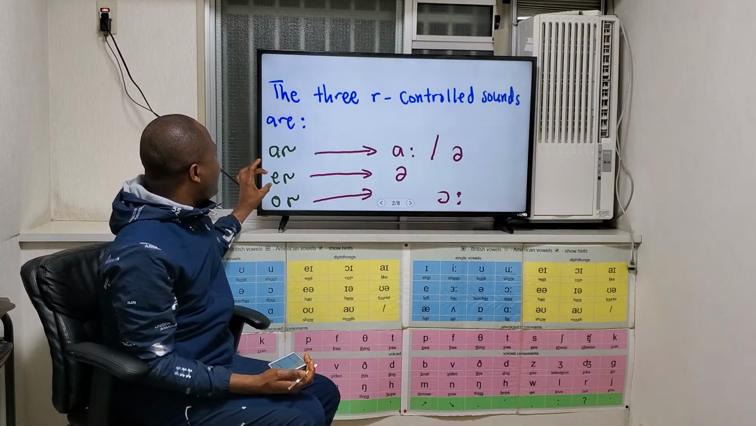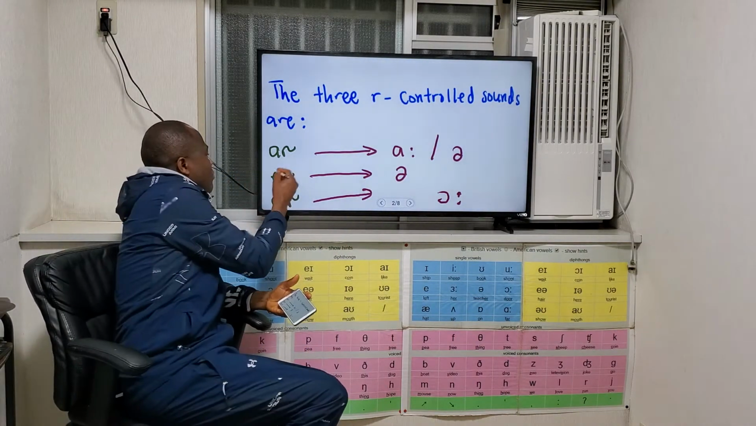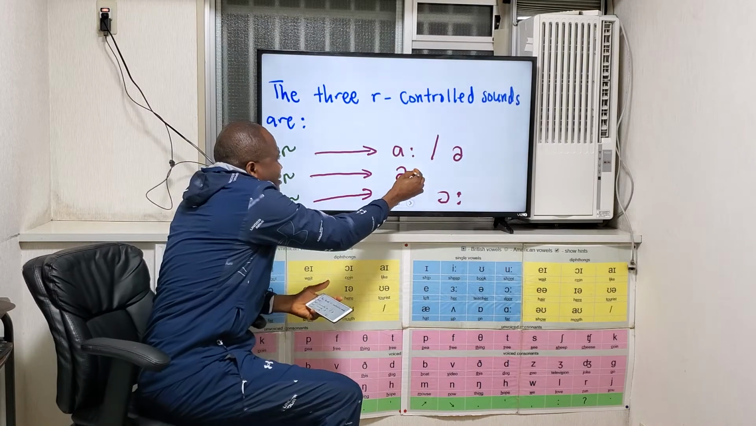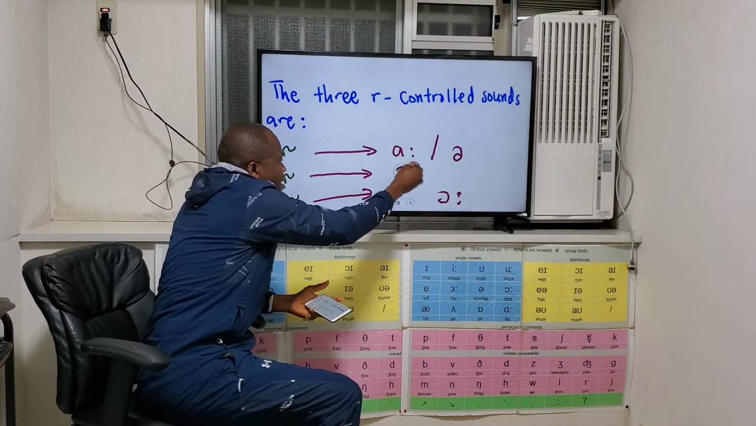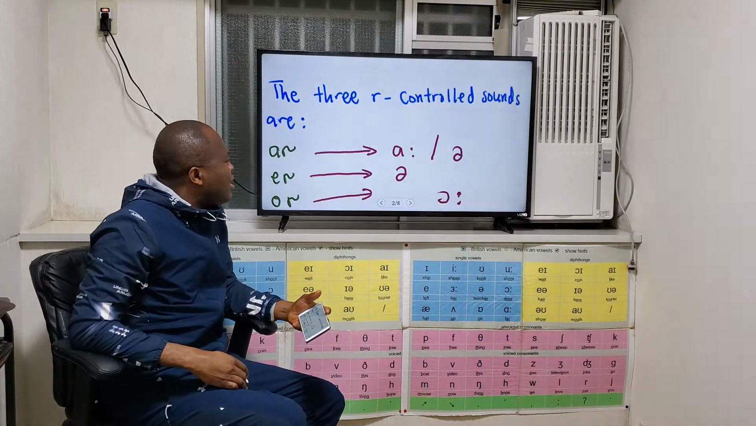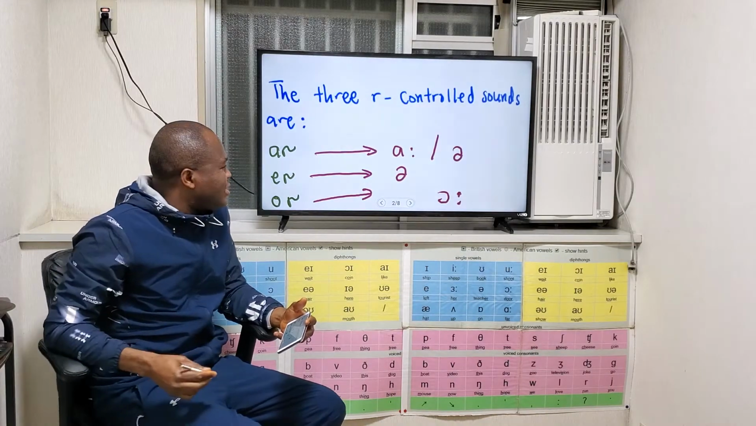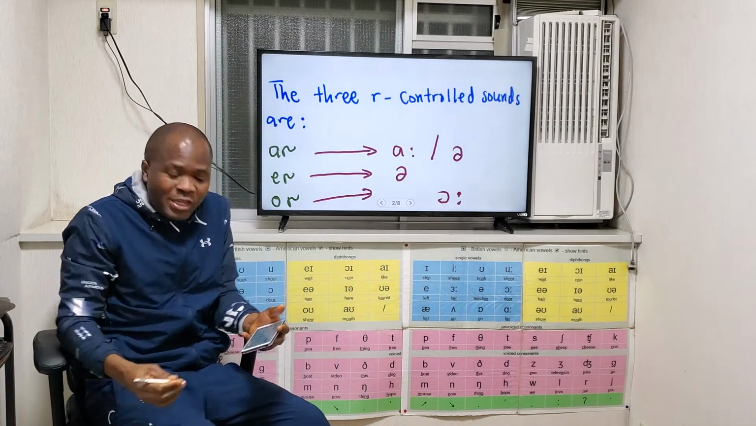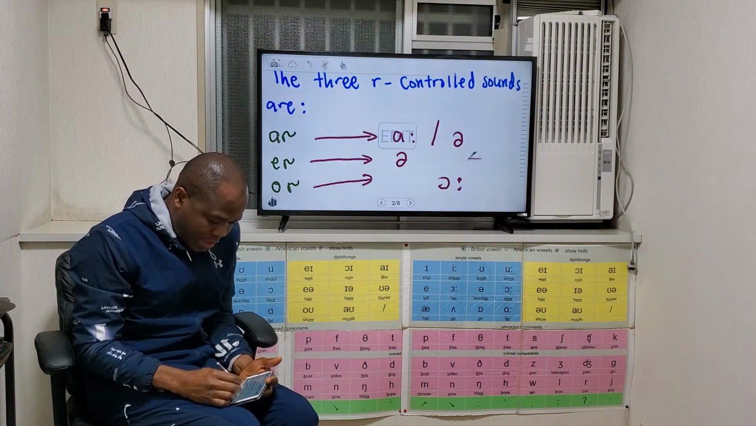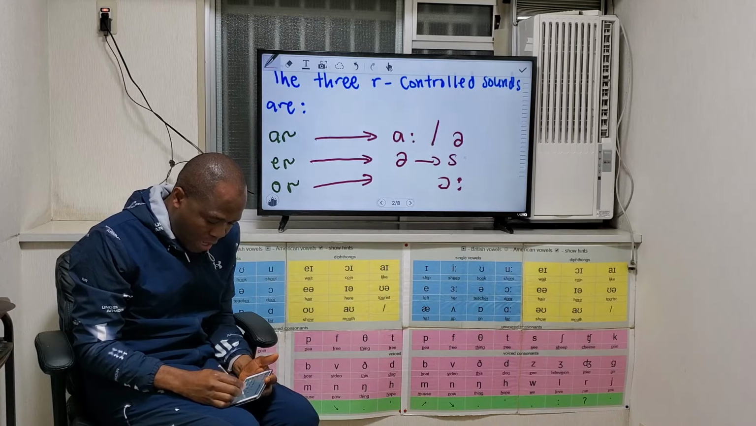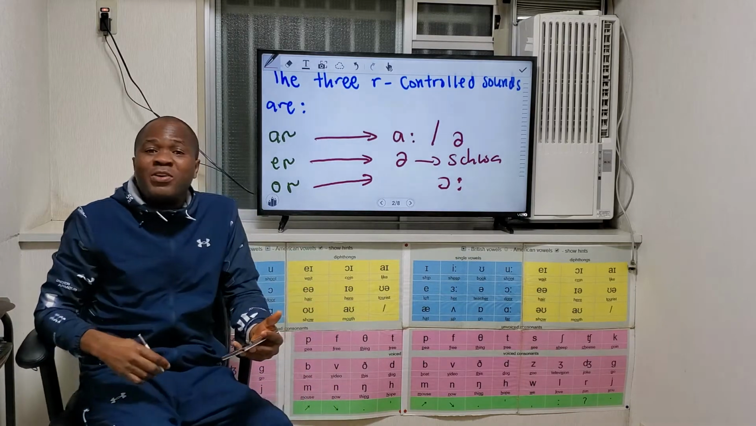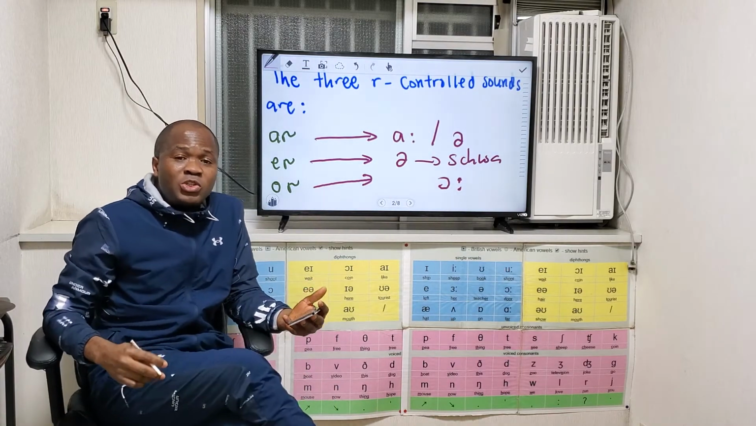They also have the ER. So the ER controlled vowels can also make just one sound. And this particular sound is so phenomenal in English. It's so popular in English. It's so frequently used in English. And because of that, it is given a special name called schwa. Let me write it for you. It is given a special name called schwa.